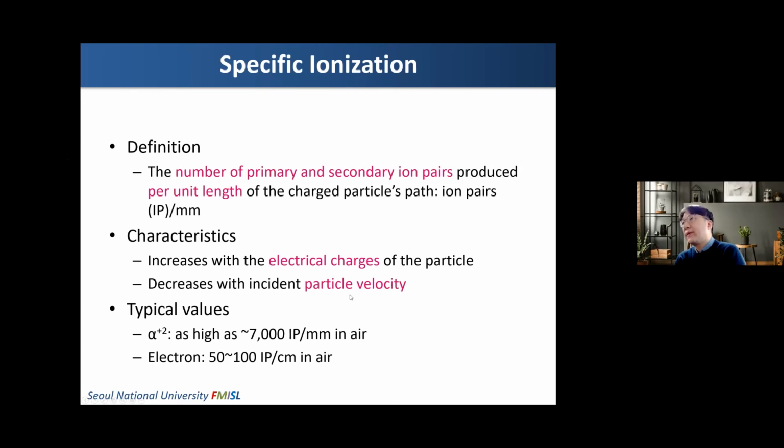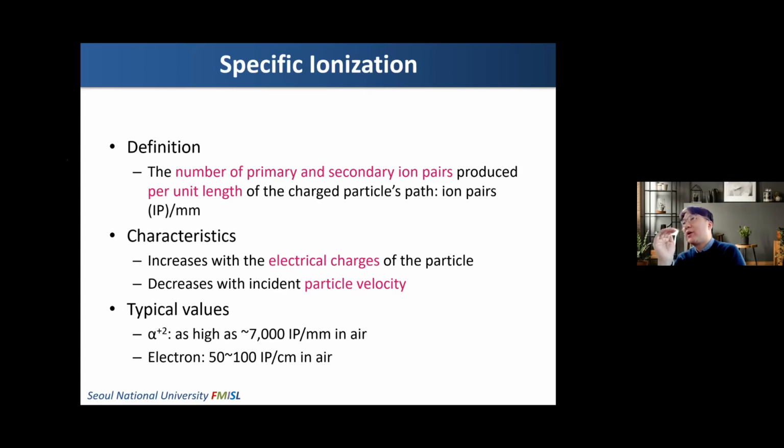This is interesting. It means that with a lower velocity, it generates a larger number of ion pairs. We can simply think that faster charged particles would have higher energy, so they are more likely to generate a larger number of ion pairs. But these slides tell you particles with a lower velocity generate a larger number of ion pairs.